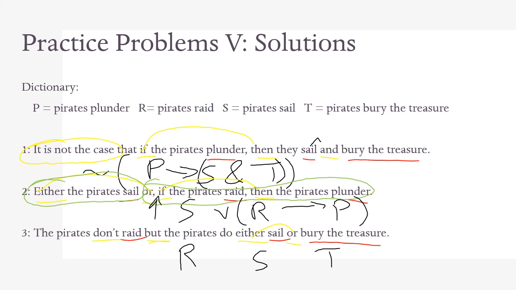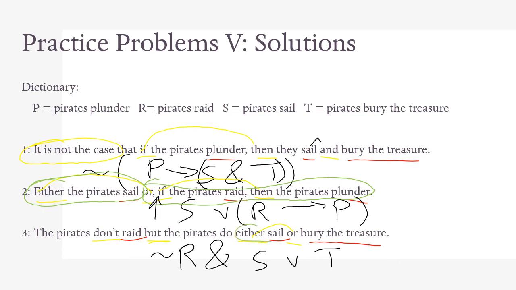That looks like it. So the "don't" is going to say that we need a tilde. A "but" is going to say that we need an ampersand. And then we have an "either or," which is to say that we need one there or a wedge there. Now we need a place to put our commas. So: the pirates don't raid, but the pirates do either sail or bury treasure.